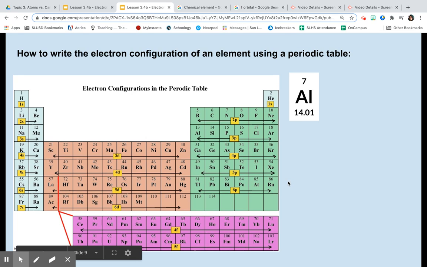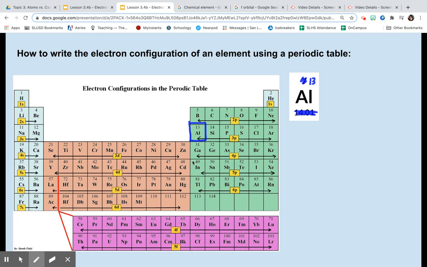Let's work on another one. So let's do aluminum this time, right? Ooh, all my numbers are wrong. So for aluminum, if I look it up on the periodic table, it should be atom number 13. I'll be sure to change this after the video. All right, so we're looking at the 13th element, which is right here.